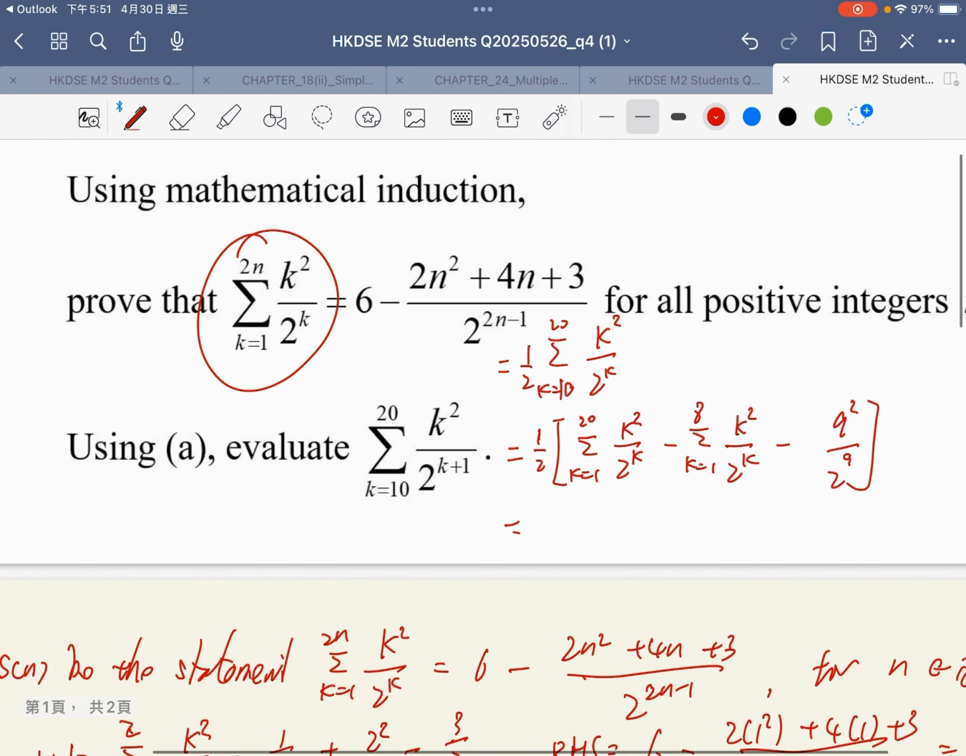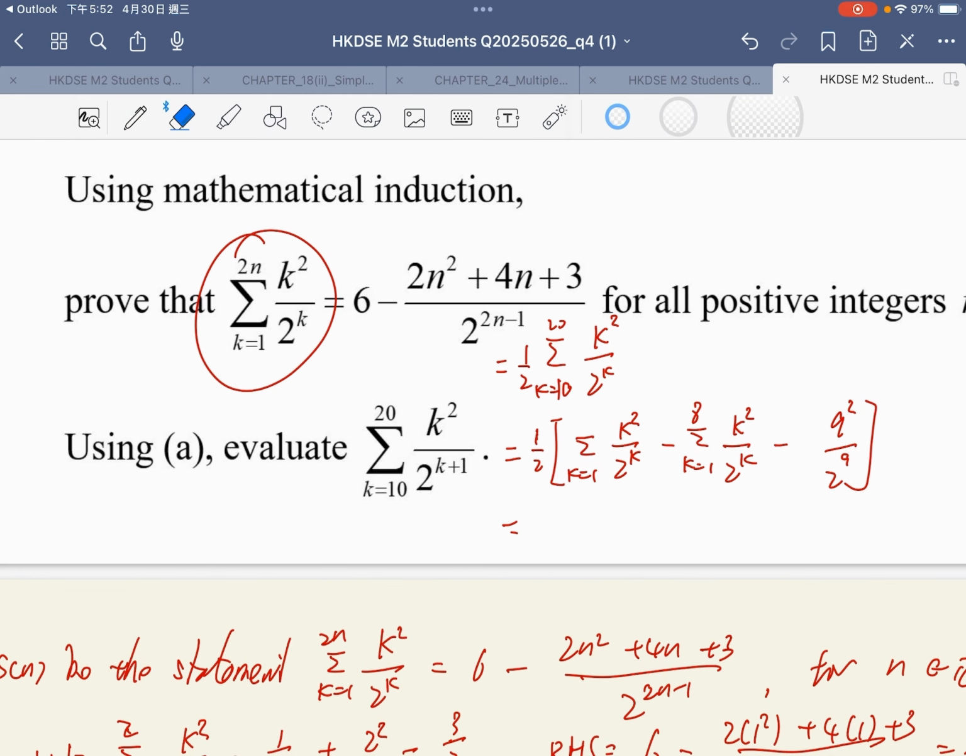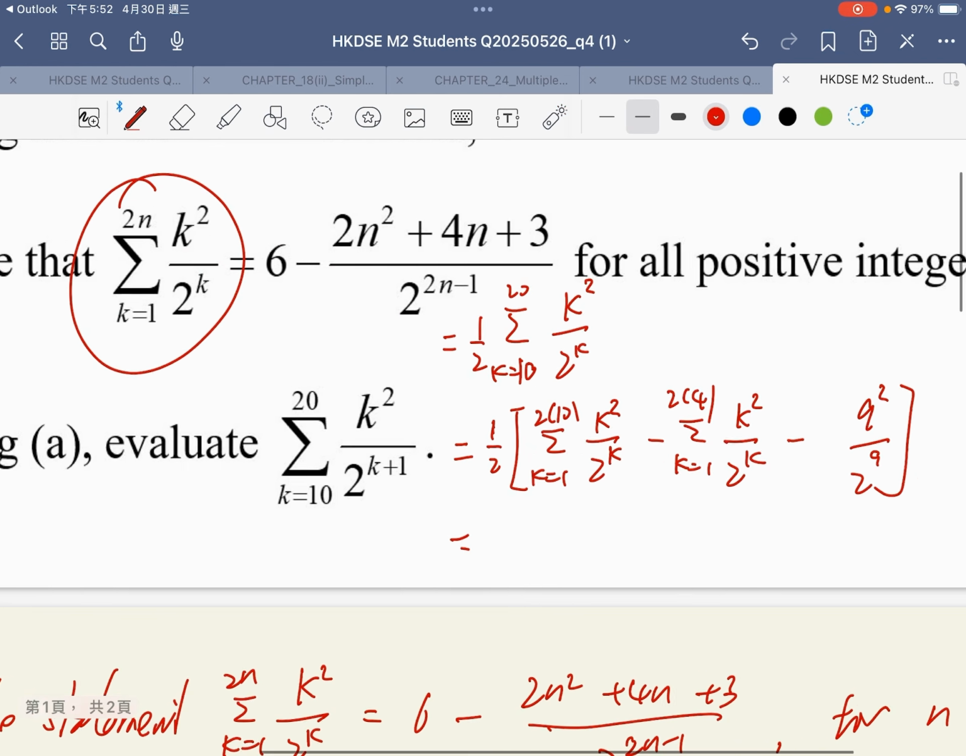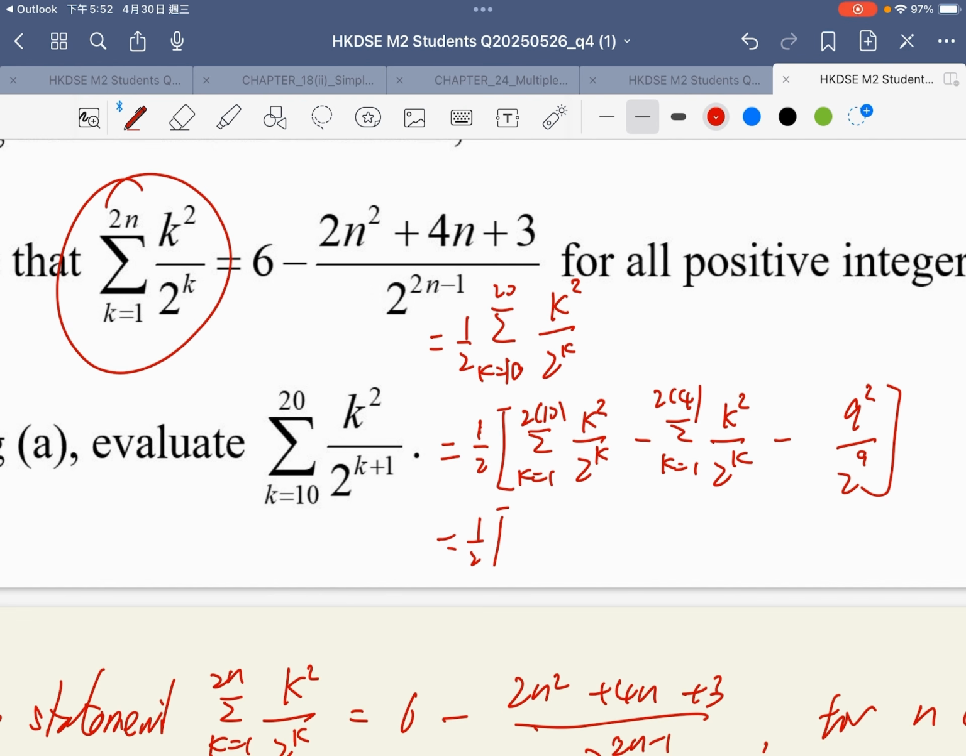Okay, and then 20 is 2 times 10. 8 is 2 times 4. Then I can apply the formula of this one. For the first part, 6 minus 2 times 10 squared plus 4 times 10 plus 3 over 2 to the power 2 times 10 minus 1, which is 19.